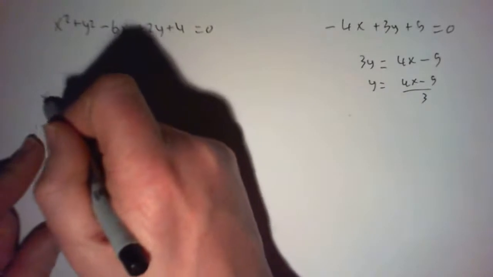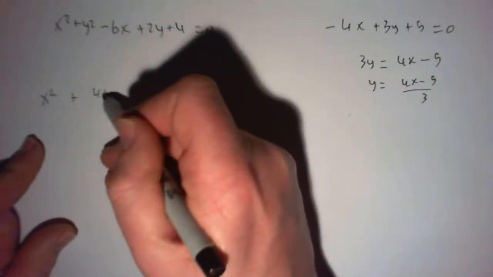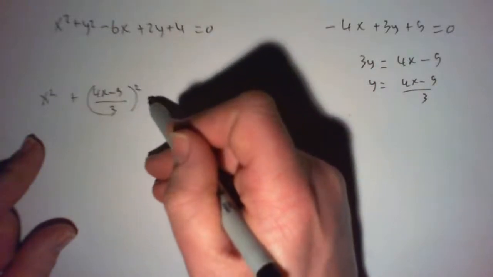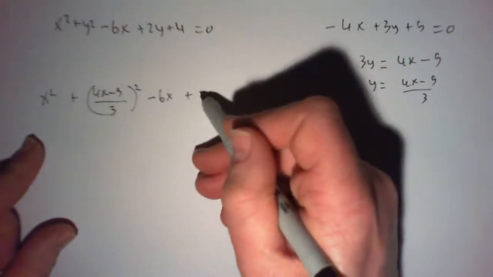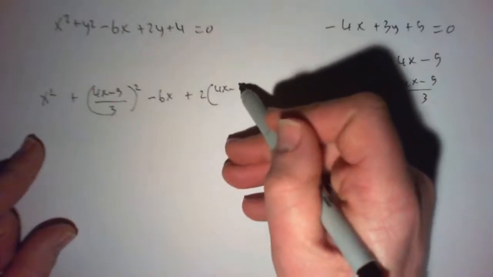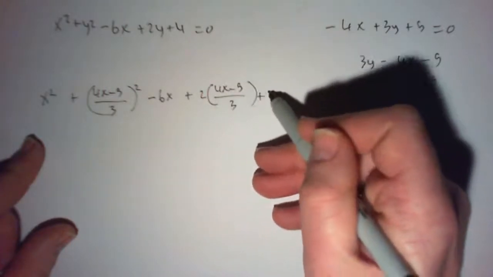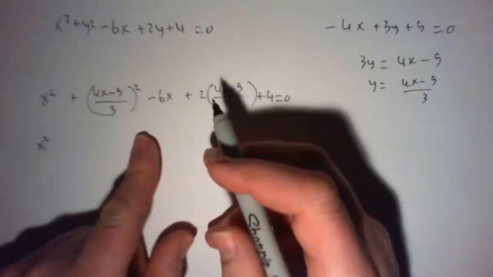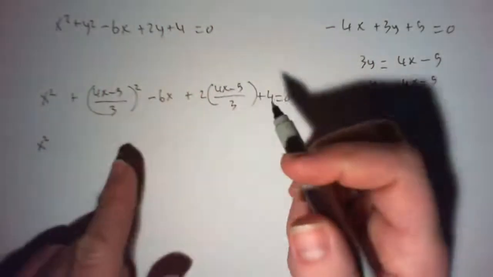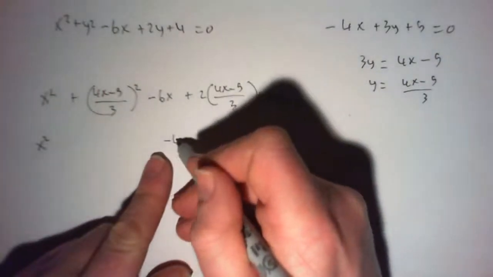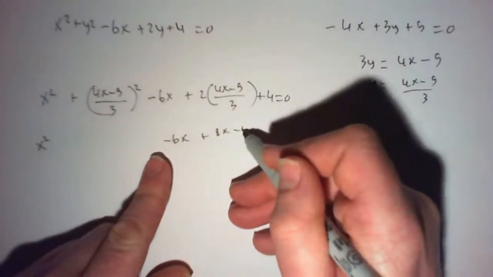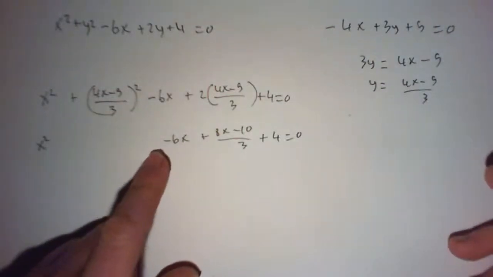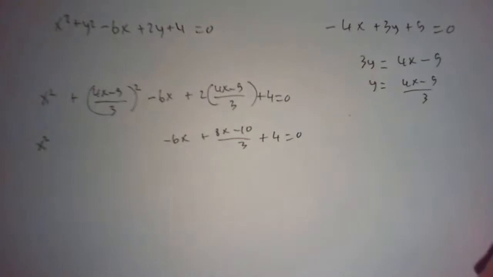So I'm going to have x squared plus ((4x minus 5) over 3) squared minus 6x plus 2 times (4x minus 5) over 3 plus 4 equals 0. Now, I'm just going to park the x squared for a second and do the rest. We've got minus 6x plus (8x minus 10) over 3 plus 4 equal to 0. I know everything's going to be multiplied by 9 anyway. It's going to have to be.